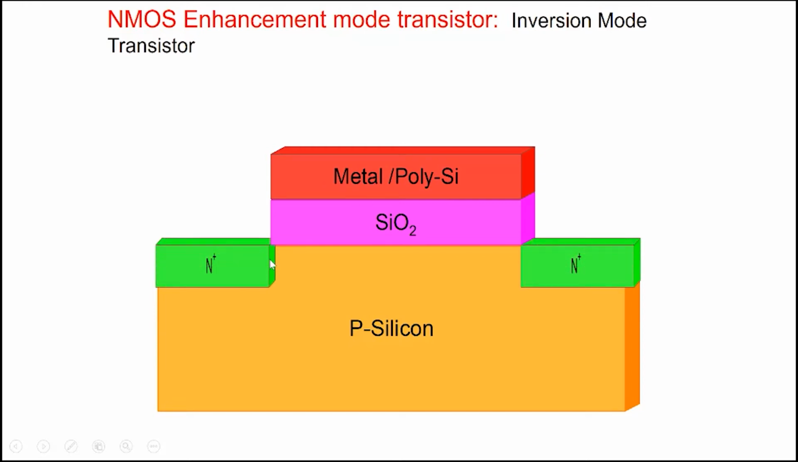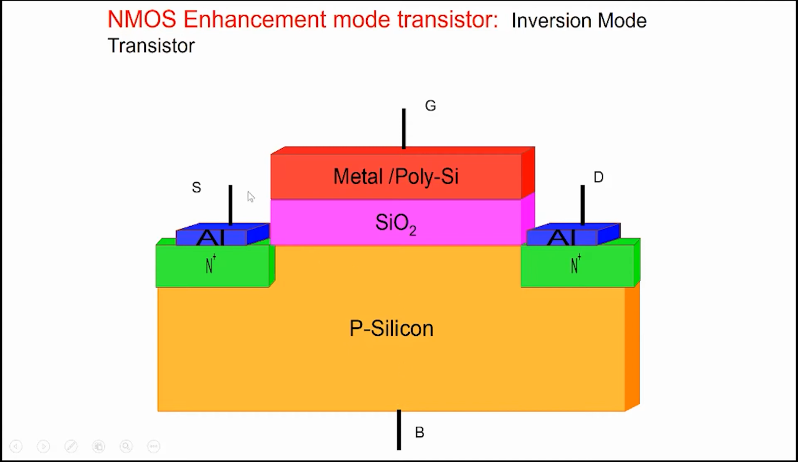This region, we convert it into N-type here, a heavily doped N+ region here and a heavily doped N+ region here. And then we make contacts. We evaporate aluminum, we make contacts here. So this is called the source, this is called the drain, this is called the gate, and this is the body of the transistor. We call it the body or substrate here. The substrate on which you are making the transistor. So this is body or substrate.